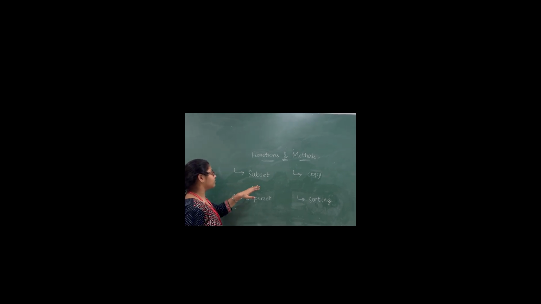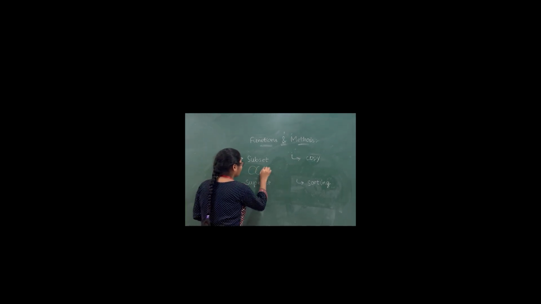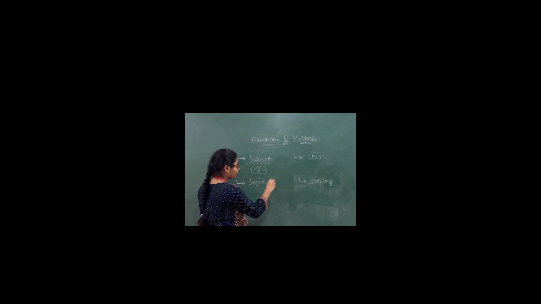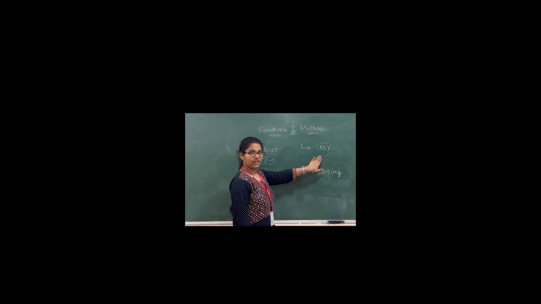So the subset and superset operation, just like in mathematics, what do we say is a subset? If we consider two sets, if all the elements in set 1 are present in set 2, then we say that set 1 is called a subset and set 2 is called a superset. And the copy operation will copy all the elements in the given set, and the sorting operation will sort the elements in the set. So let me give you the syntax.